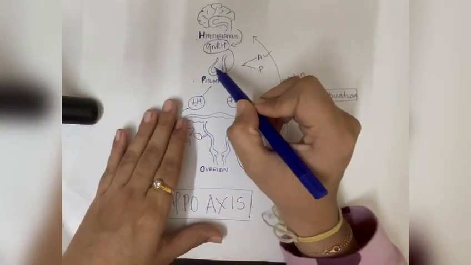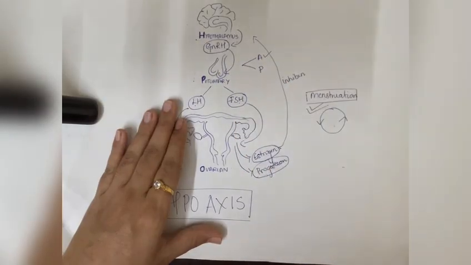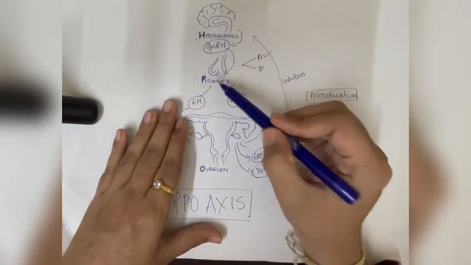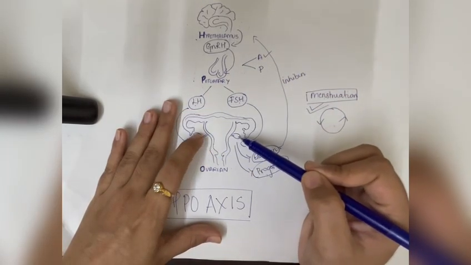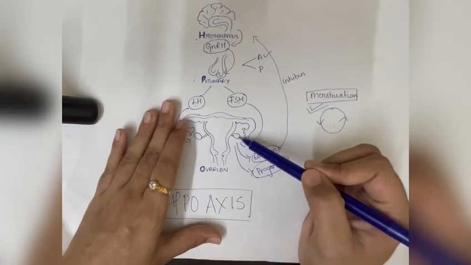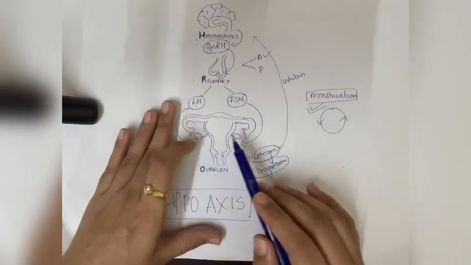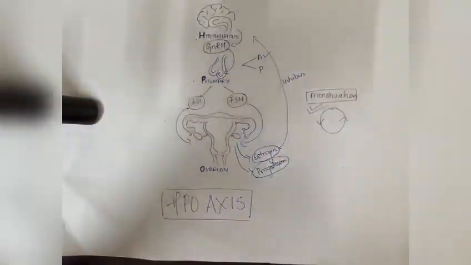Next, we're going to talk about the pituitary. The pituitary is a small gland which has two parts, the anterior pituitary and the posterior pituitary. In the HPO axis, the anterior pituitary is taking part. Then coming to the ovaries, as you know, these are two glands that are present in the female exclusively, and they are attached to the uterus. So we'll discuss how this whole axis is taking place.